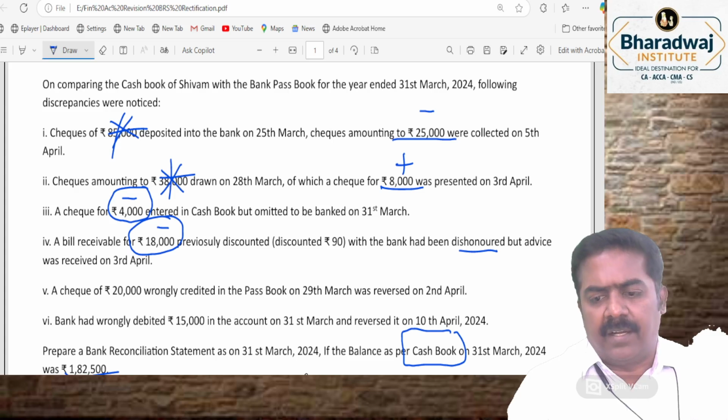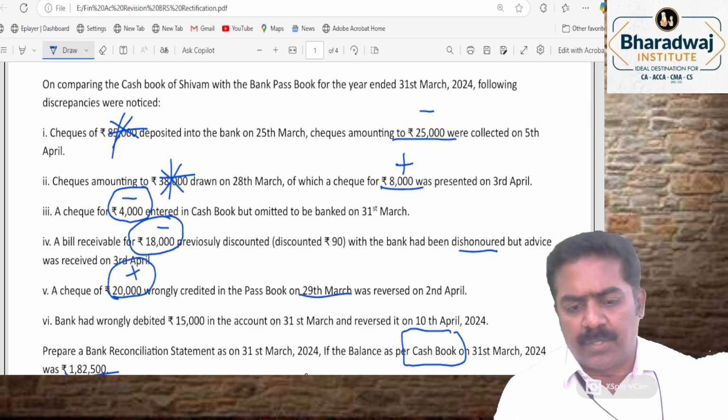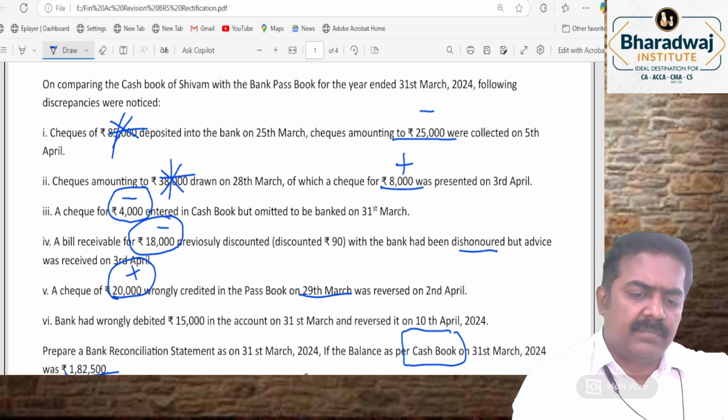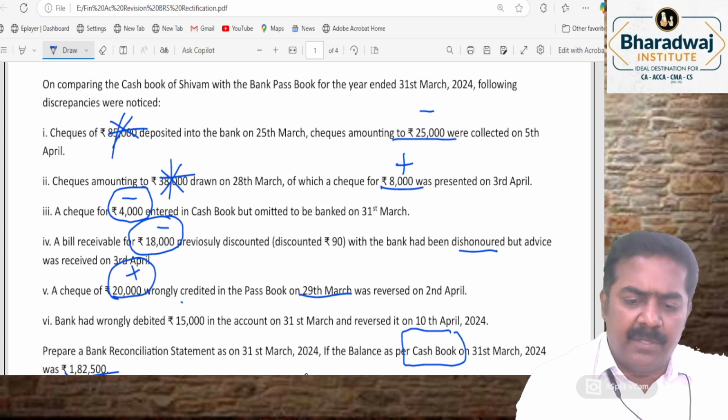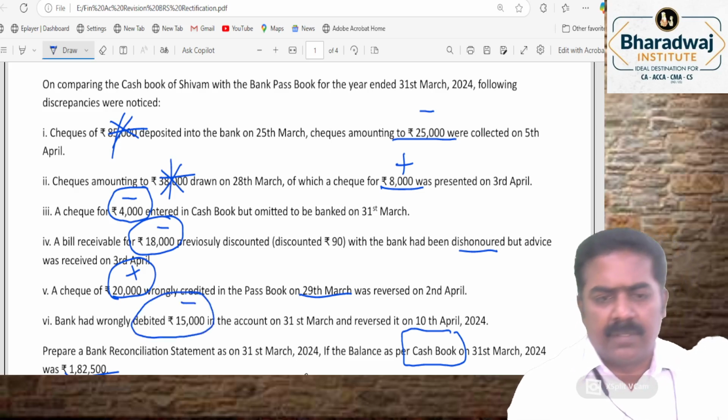Check wrongly credited to the passbook on 29th March. Credited means they have added. Let us also add it. Banker has wrongly debited. They have reduced. Let us also reduce it.